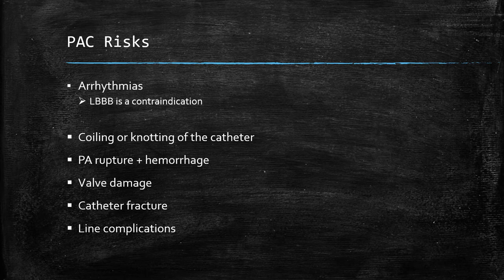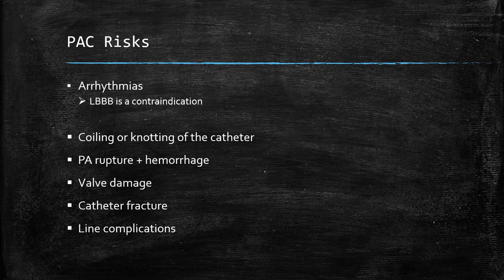One big issue with pulmonary artery catheters is that they have a significant morbidity and mortality rate. The catheter is arrhythmogenic and is known to cause a right bundle branch block. So if they have a pre-existing left bundle branch block, you risk throwing them into complete heart block, which would ultimately require a pacemaker. The catheter is prone to coiling or knotting in the pulmonary artery, and this might require invasive radiology or even a thoracotomy or sternotomy to untangle this catheter.